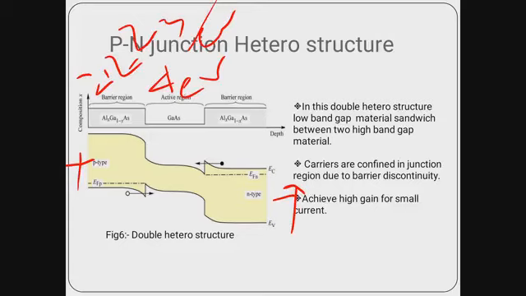Discontinuity means a large amount of discontinuity. How does it help? When discontinuity occurs, a huge amount of charged particles are confined into this bucket. So the carrier density is huge. That means if we vary the voltage by a small amount, we get a large amount of current. That is the basic advantage of heterostructure as compared to homostructure.